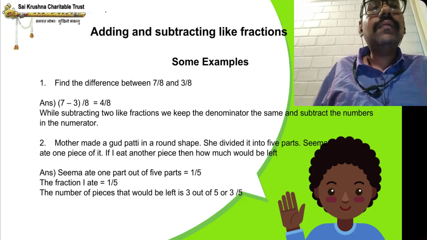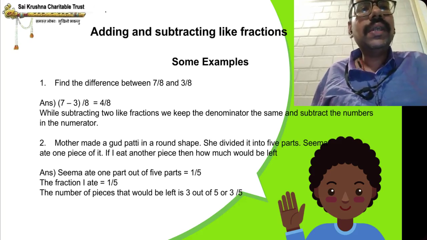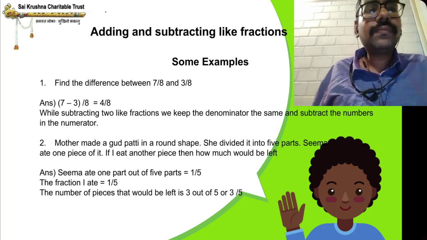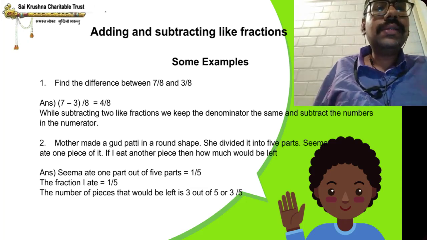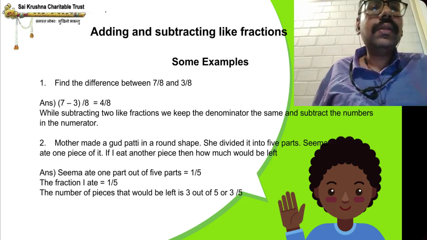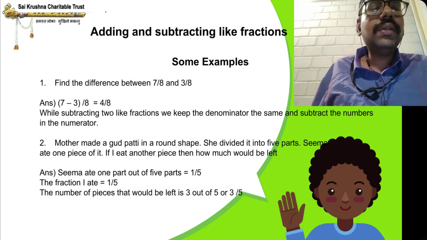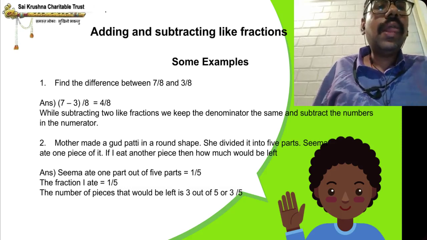Okay, if I eat another piece, how much would be left? Seema has already eaten 1 by 5. If I eat another piece, how many parts have been consumed? 2 out of 5. So 2 by 5. So what are the remaining parts? 2 parts of the good putty have been eaten. How many parts remain now? 3. 3 out of 5 remain. So the answer is 3 by 5.